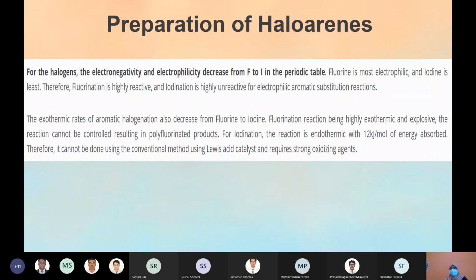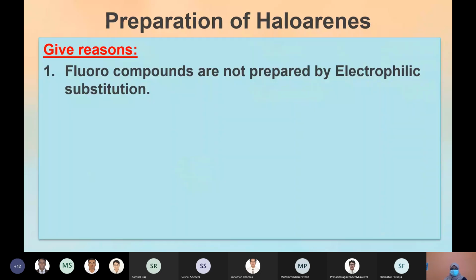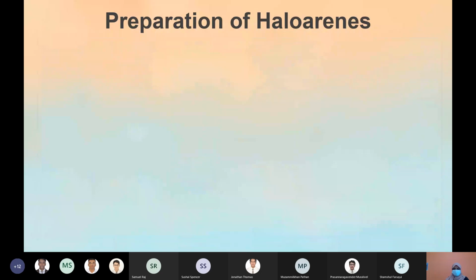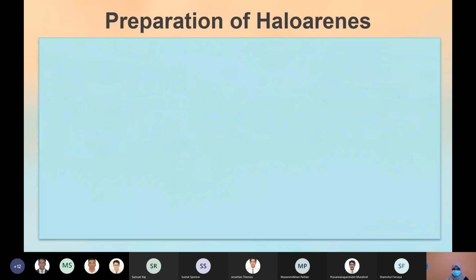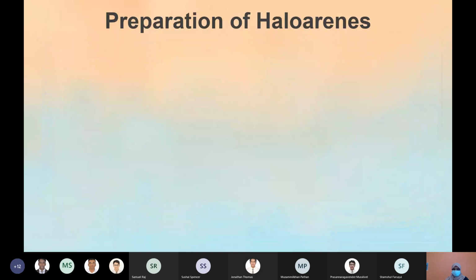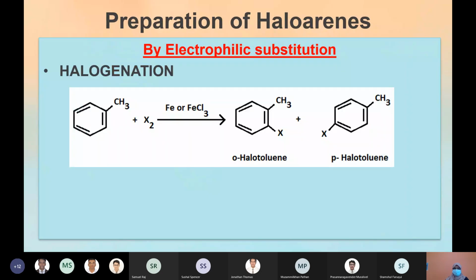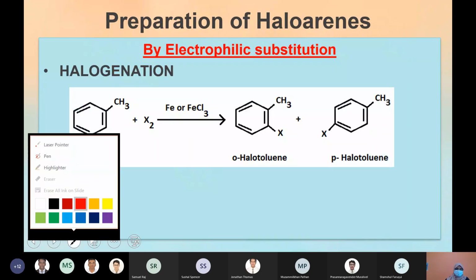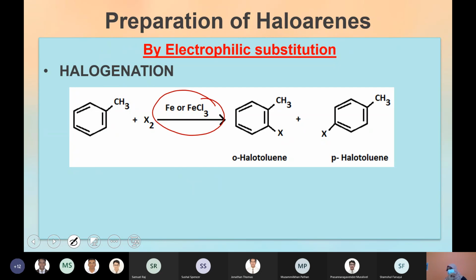In the case of iodine, if you want to prepare iodoarenes, then you have to use HNO3 or HIO4, any of the strong oxidizing agents. FeCl3 is the normal thing. You can see on the arrow, it is either Fe or FeCl3. This is a catalyst. If you use Fe or FeCl3 and you're adding iodine, you will not get a product because the reaction will be very slow.